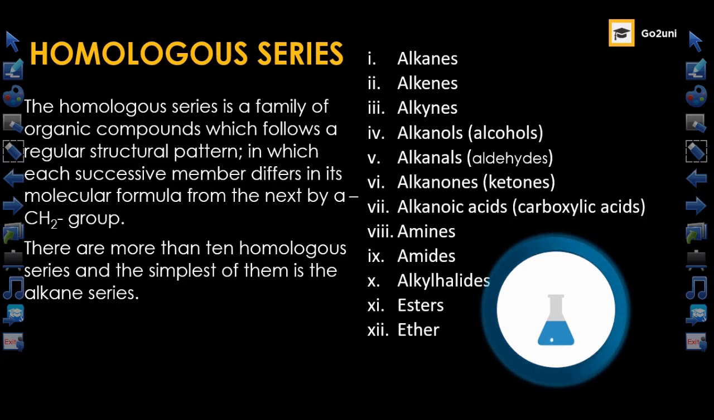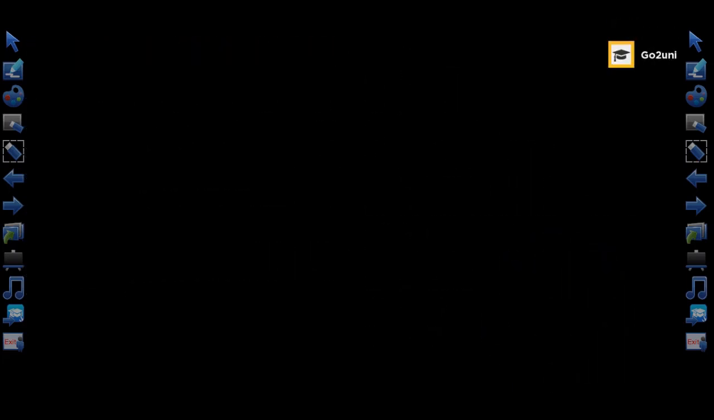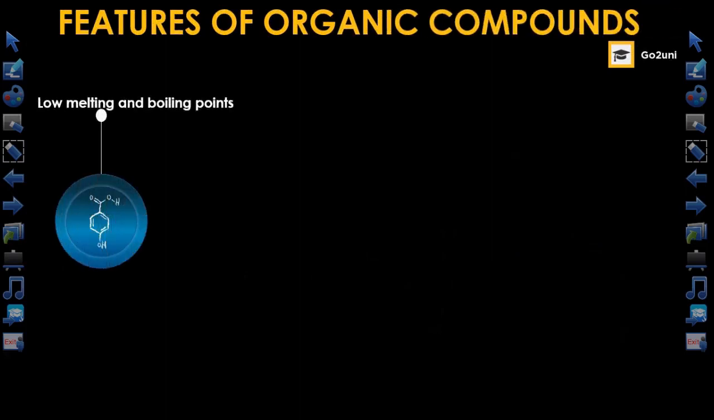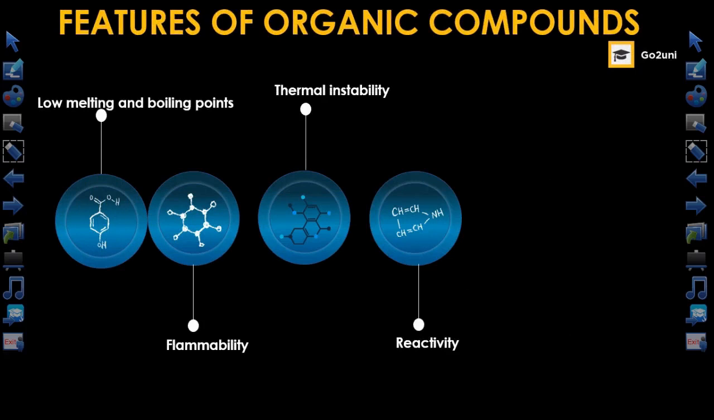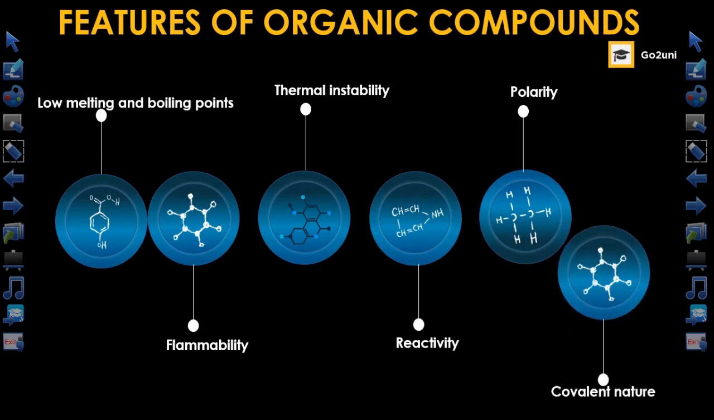So having seen the examples of homologous series, we are going to be looking at each family of this homologous series, and we will also consider the members in each family. But before we go to looking at that, let us take a brief look at the features of organic compounds. What are the features of organic compounds? We can also say characteristics of organic compounds.